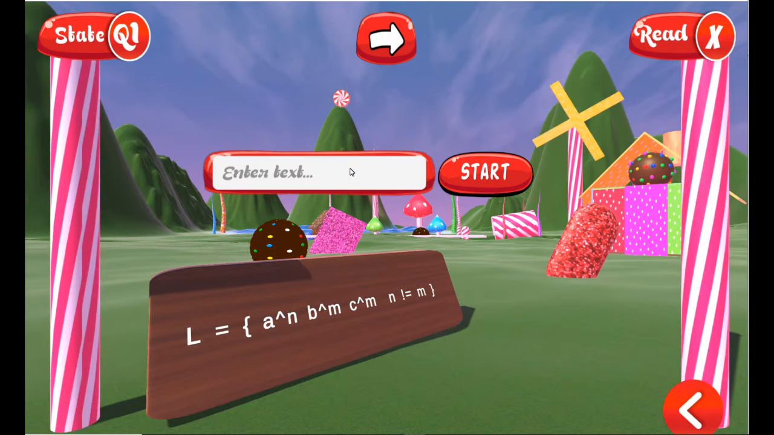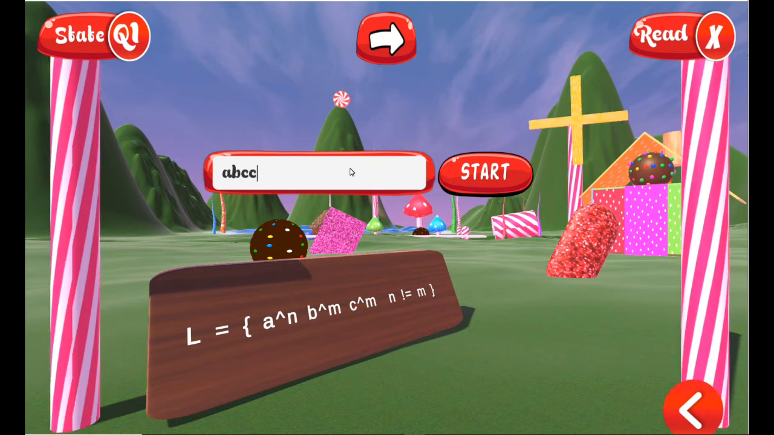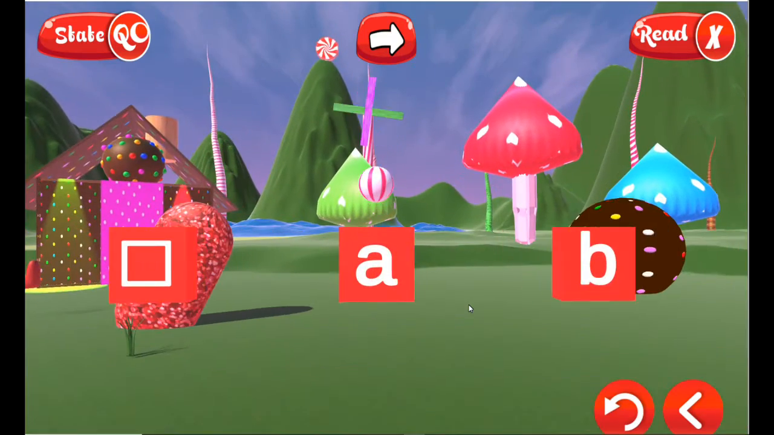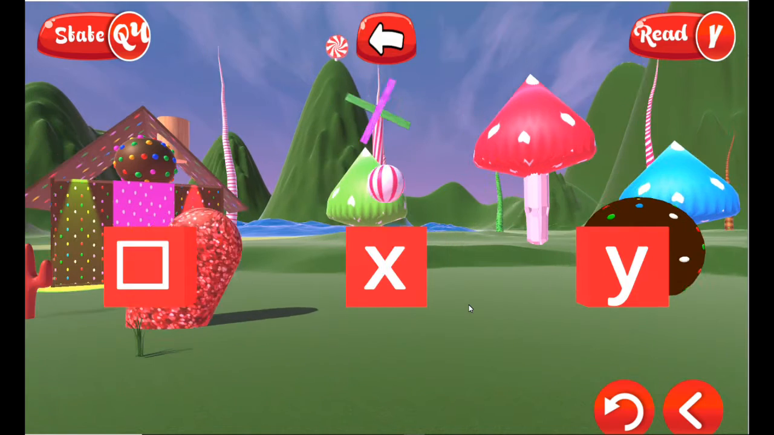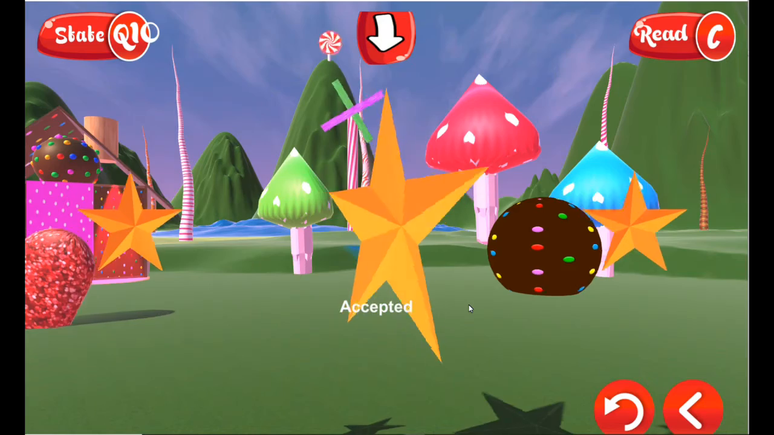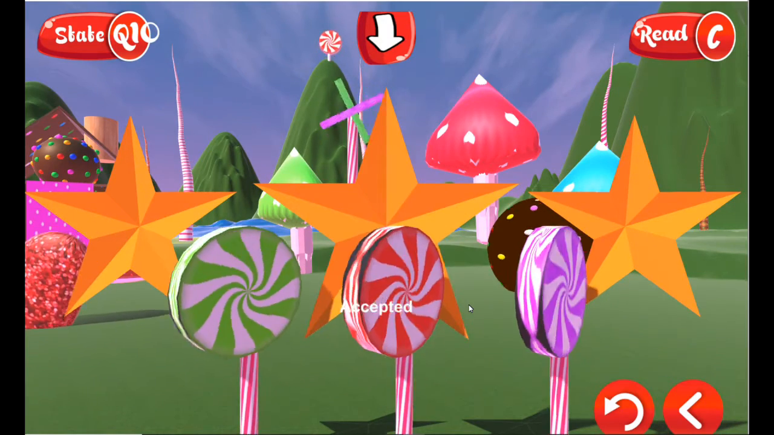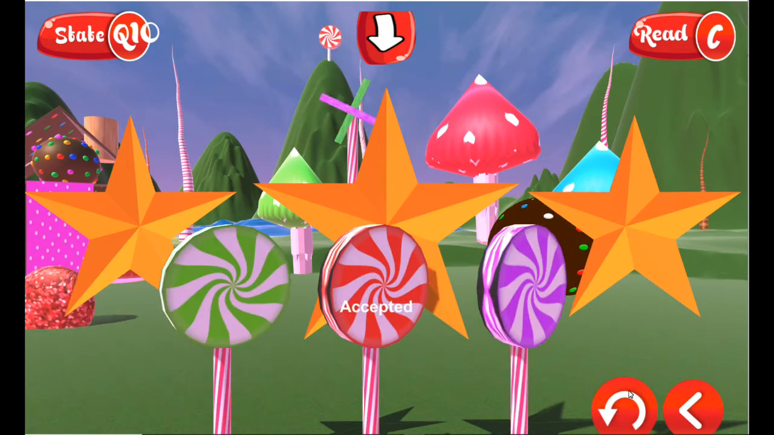Now let's try the simulations. I am putting A, B, C, C. It must accept the state as A, B's are less than the C's. Now let's try. Now A, B's are less and C's are greater, it has accepted.